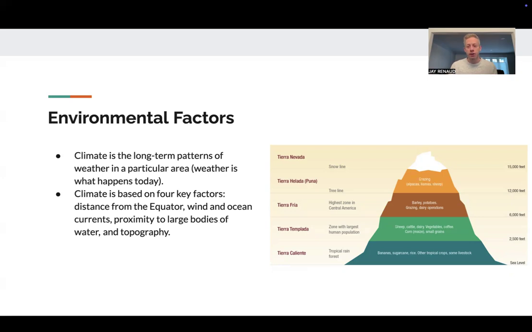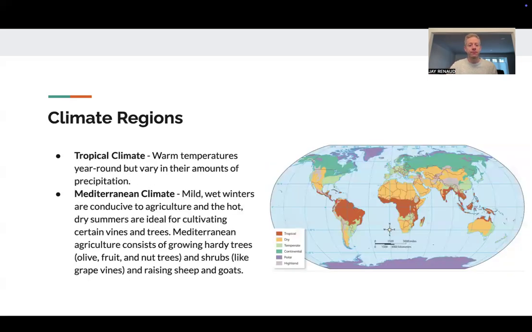Climate is long-term weather patterns. Weather is what's happening today. We have a snow day, it's going to snow today, right? Climate is the average over the long run. There are some climatic regions that we should be familiar with.